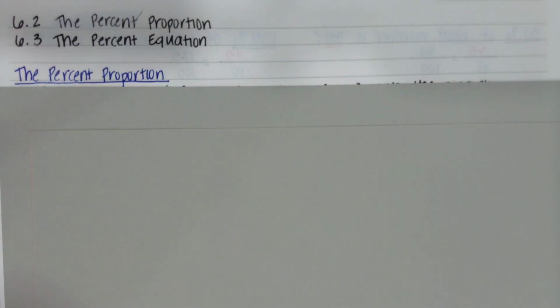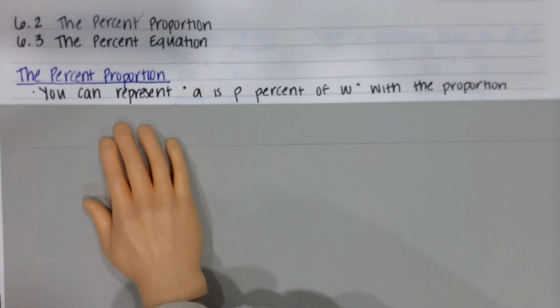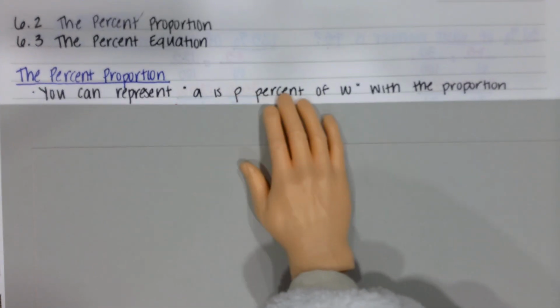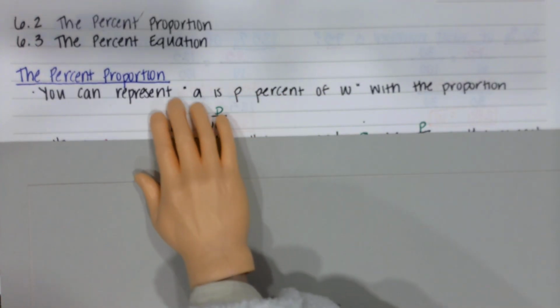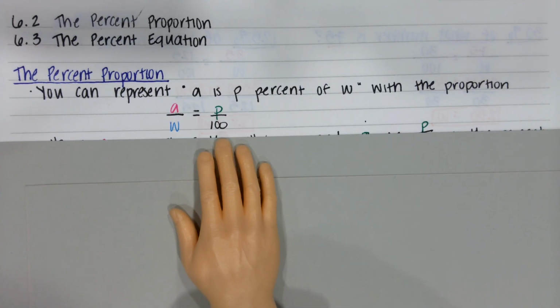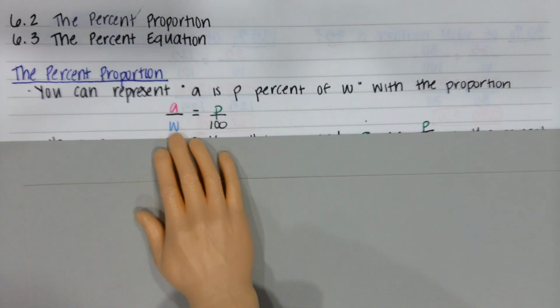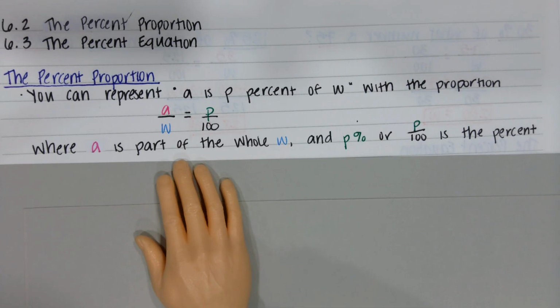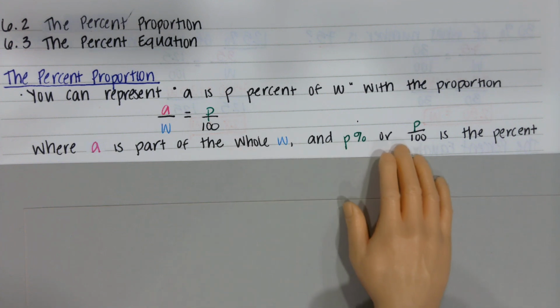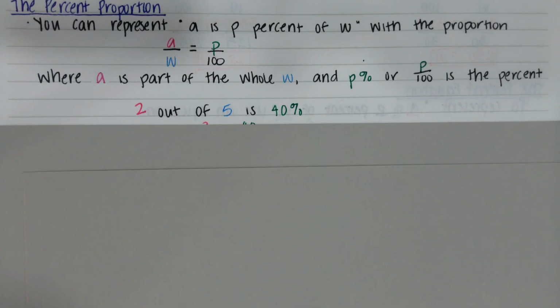This is 6.2 and 6.3, the percent proportion and the percent equation. So for the percent proportion, we can represent "A is P percent of W" with the proportion A over W equals P over 100. And remember, percent means out of 100, so the percent is always going to be over 100. And then we have part out of the whole, like a regular fraction. So we would say where A is part of the whole and P, or P percent, which is P over 100, is the percent. So 2 out of 5 is 40%.